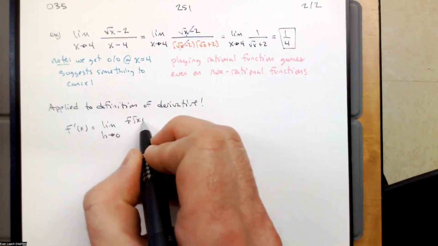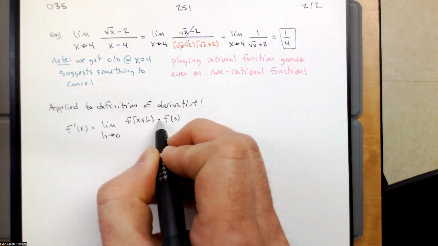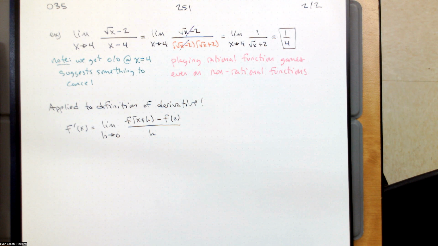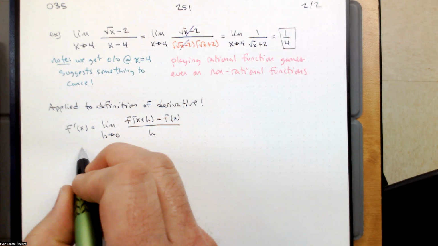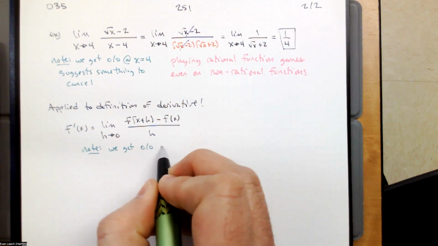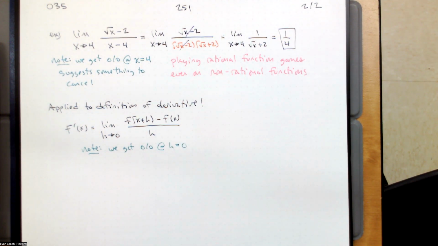We get f of x plus h minus f of x all over h. So the problem is that there's an h in the denominator. That's why we can't plug in. If we try, we get 0 over 0 at h equals 0. So that suggests there's something that we can cancel. We can't just plug in 0 because we get 0 over 0. We don't know what that is. But this suggests if we can eliminate that h, then we can plug in 0.